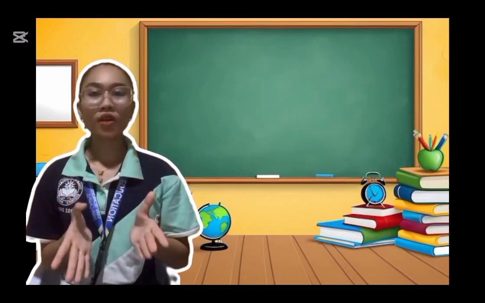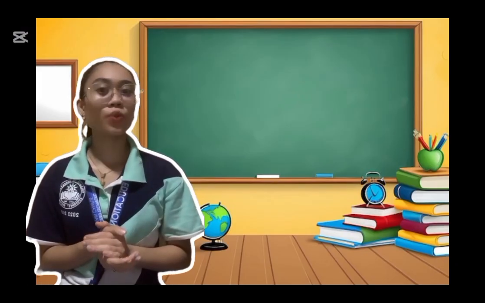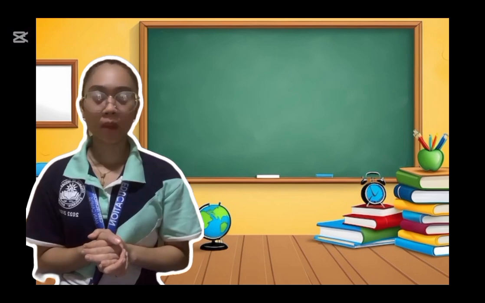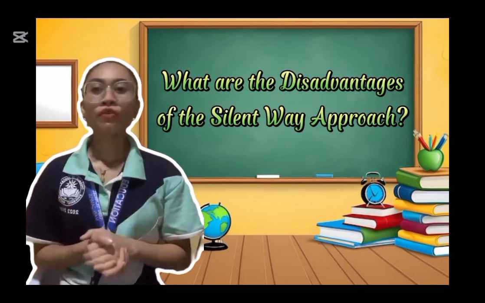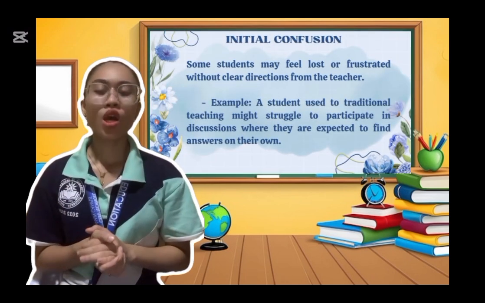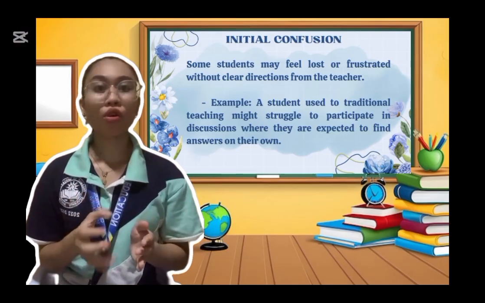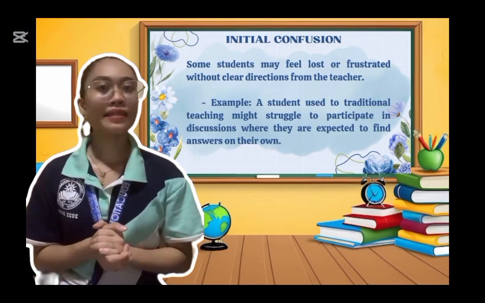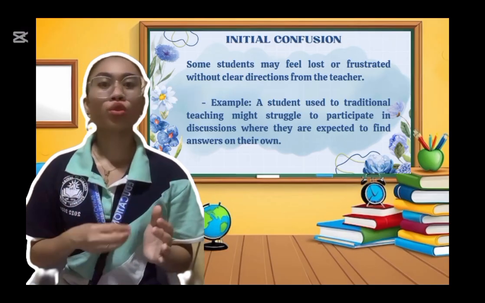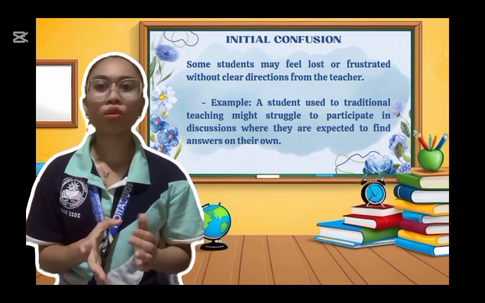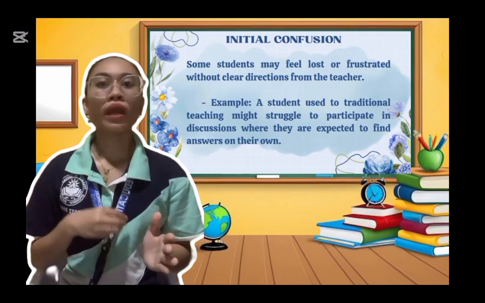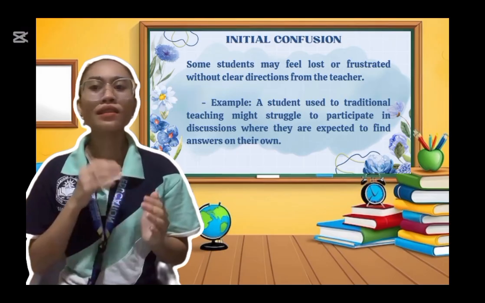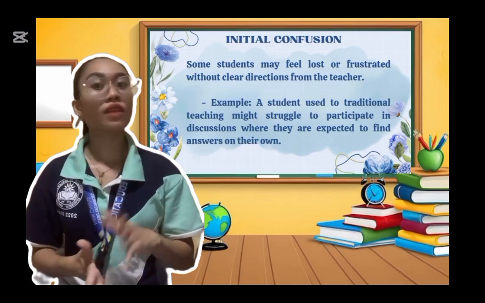Alright, so since we're now done discussing the advantages of the silent way approach, our next stop is the disadvantages of the silent way approach. So what are those? First is initial confusion. Some students may feel lost or frustrated without clear directions from the teacher. For example, a student used to traditional teaching might struggle to participate in discussions where they are expected to find answers on their own. So why did this scenario become a disadvantage of the silent way approach?